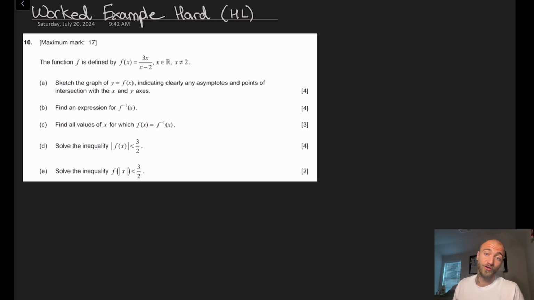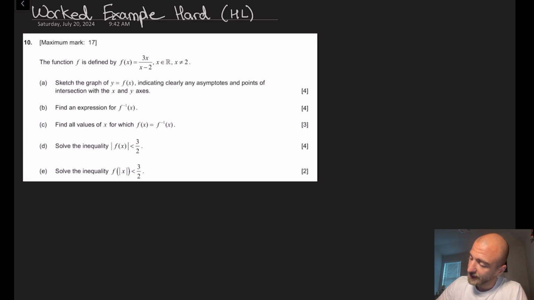This is a slightly harder problem, a worked example from an old IBHL exam, but still good practice for you SL students. It doesn't matter if you're in the AI or AA track, this is still going to be super helpful for you to learn how to work with asymptotes, how to work with domain and ranges, weird inverse functions. So let's do it together.